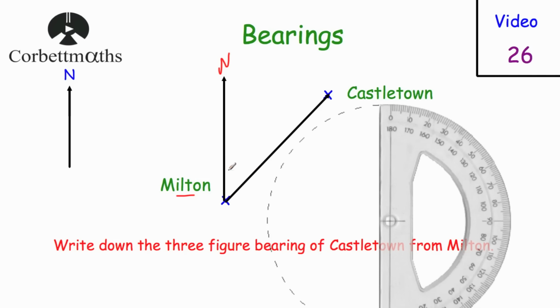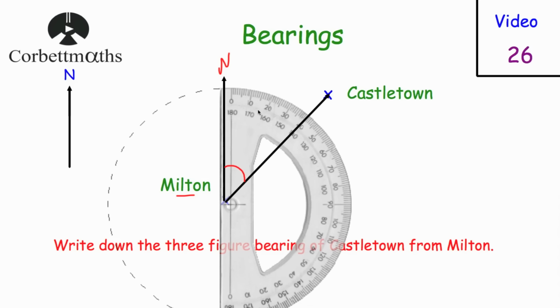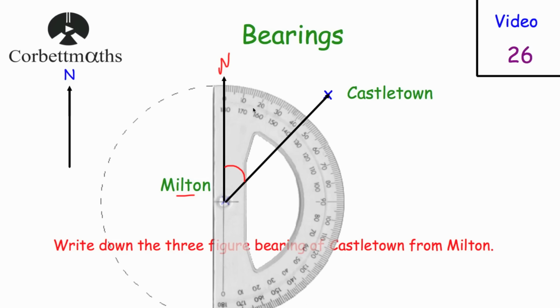So we want to measure the angle going clockwise from north. So marking in the angle, it's clockwise from north. So that's the angle we want to measure. And we're going to get our protractor and we're going to put the 0 on the north line and the cross on Milton. So let's now measure our angle. So we're starting at 0, so it's 10, 20, 30, 40. And as you can see, we haven't reached 45, so we've actually got 44 degrees. So that angle is 44 degrees.